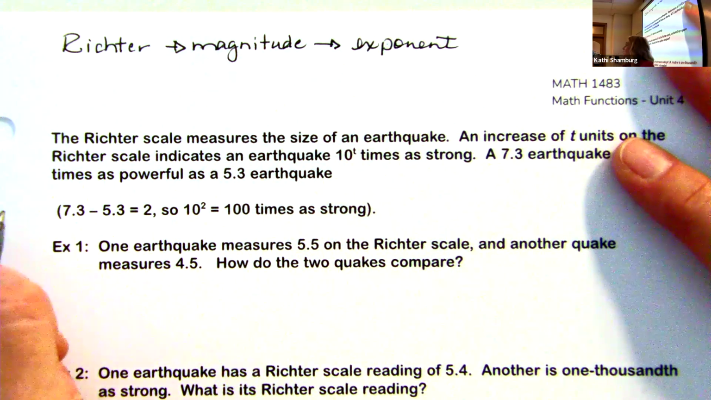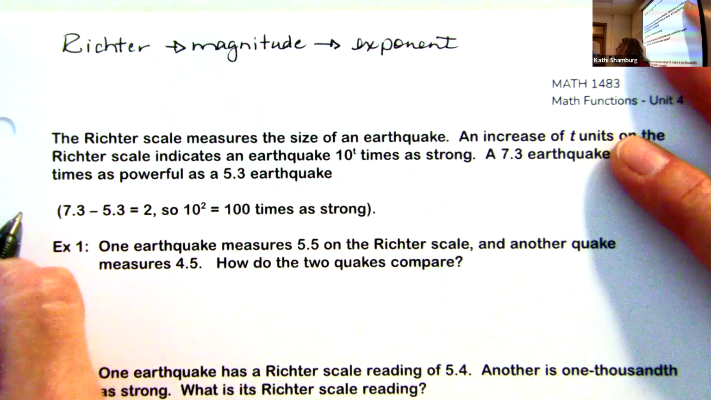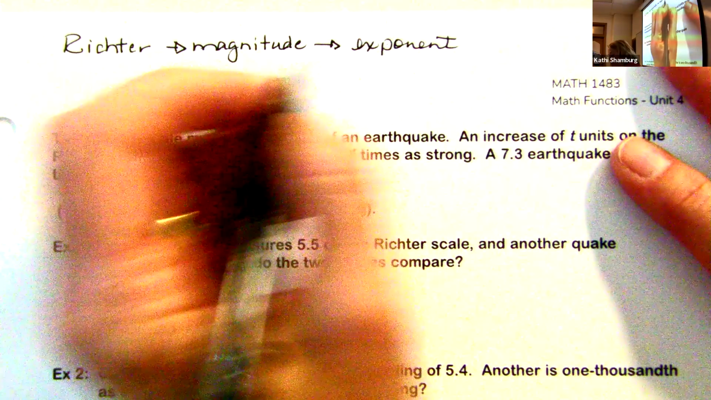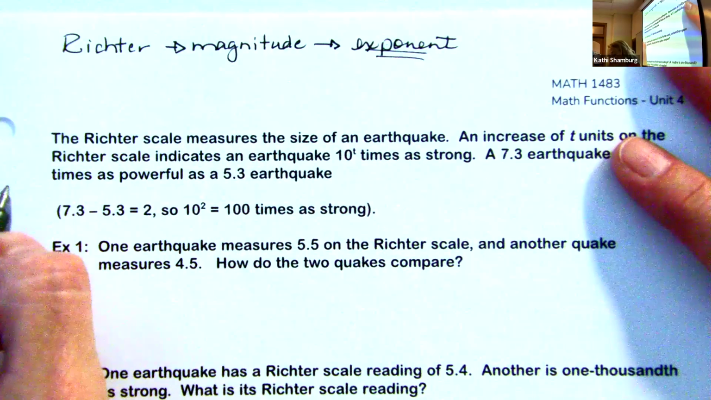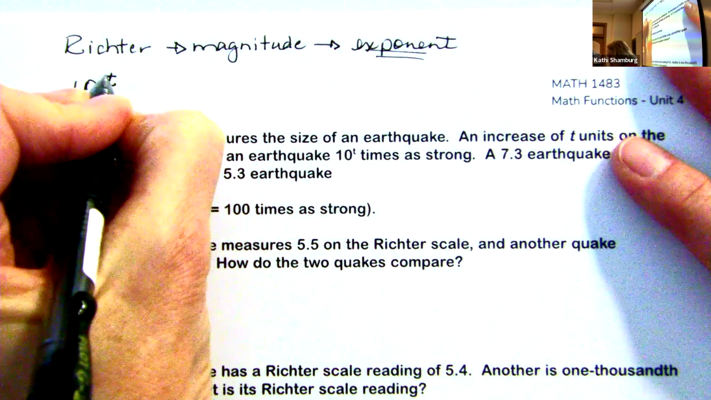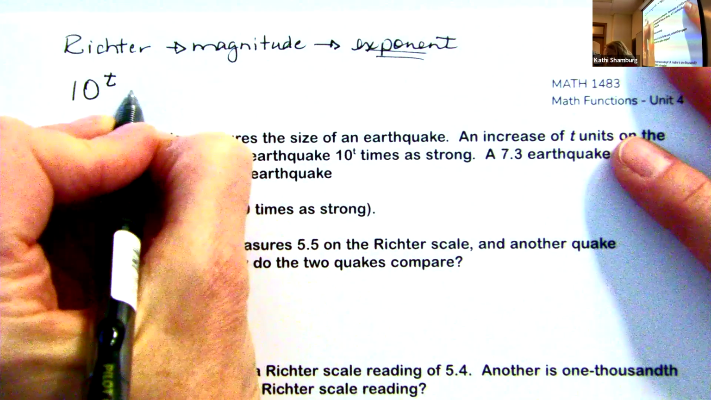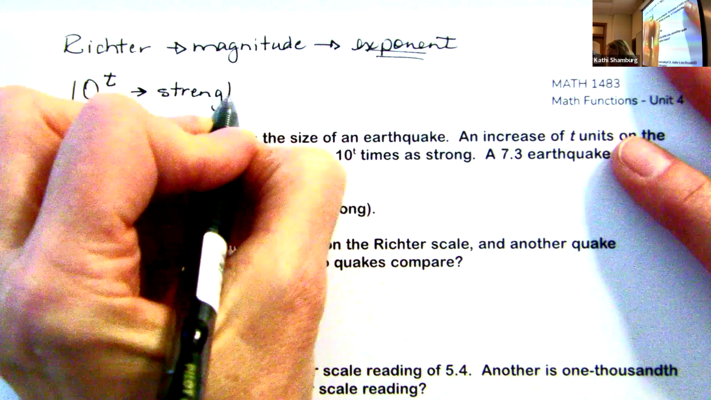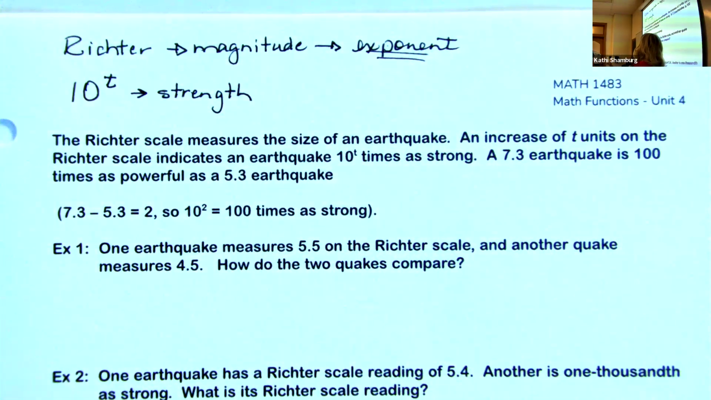All of those were base 10: 10 to the 5th, 10 to the 3rd, 10 to the 9th. Okay, so the Richter scale is base 10. But we know that those numbers are our exponents. And so we know it's base 10 to some exponent, and this tells us the strength of that earthquake. So we're going to be doing a little bit of a comparison between some particular earthquakes, okay?